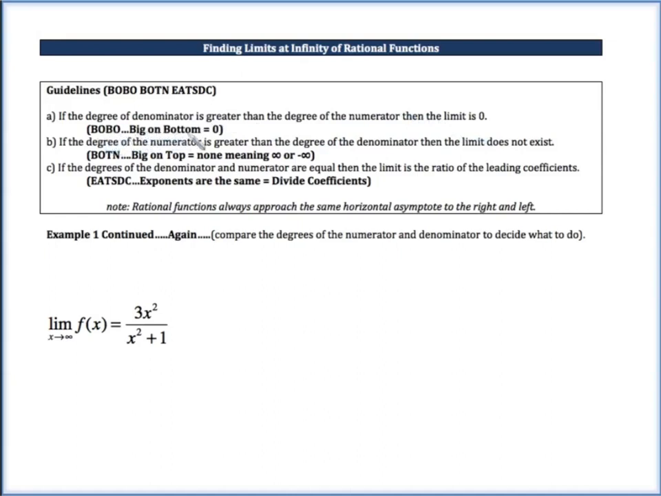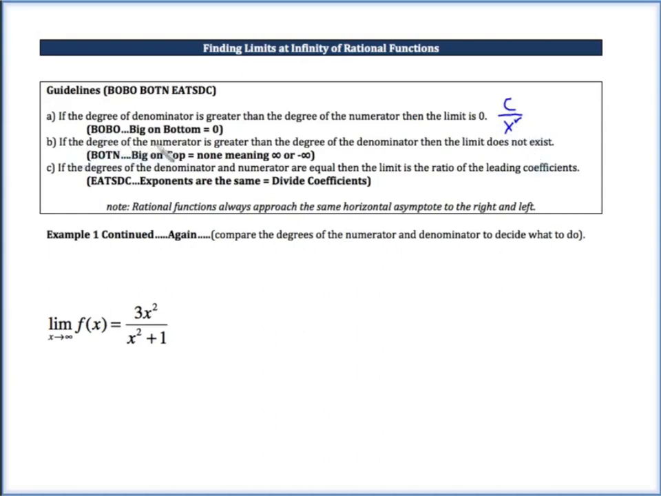And that's our Bobo. Big on bottom equals 0. And this is really what we were looking at when we had c over x to the r. So if this increases without bound and this stays constant, we're going to get a 0 for our limit.